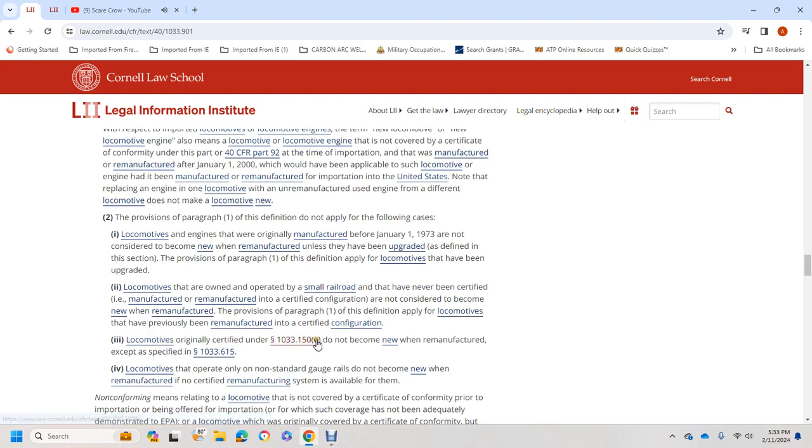3. Locomotives originally certified under 1033.150(e) do not become new when remanufactured, except as specified in 1033.615. 4. Locomotives that operate on non-standard gauge rail do not become new when remanufactured if a certified remanufacture system is not available for them.